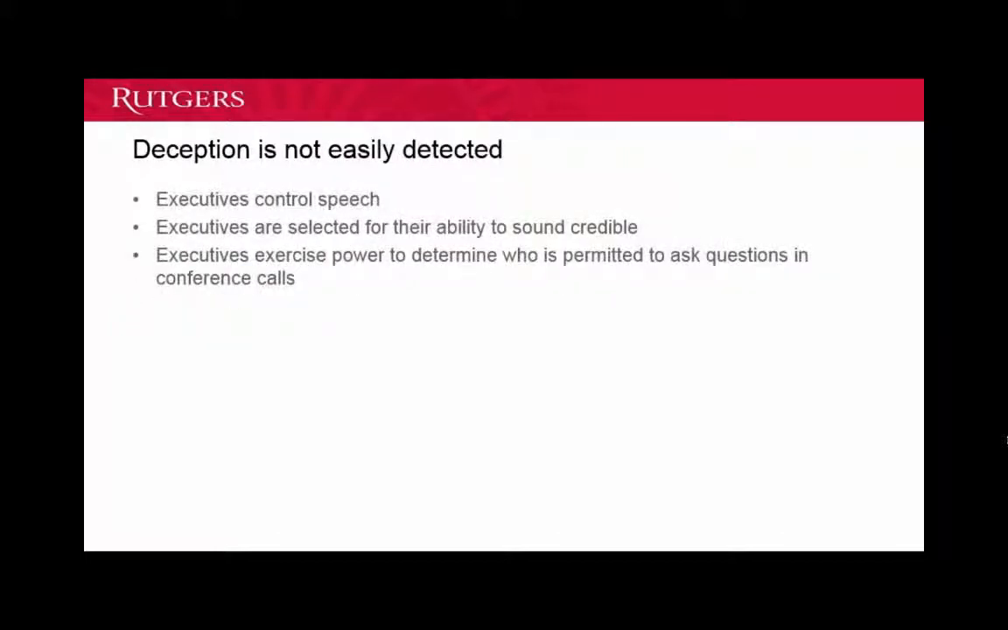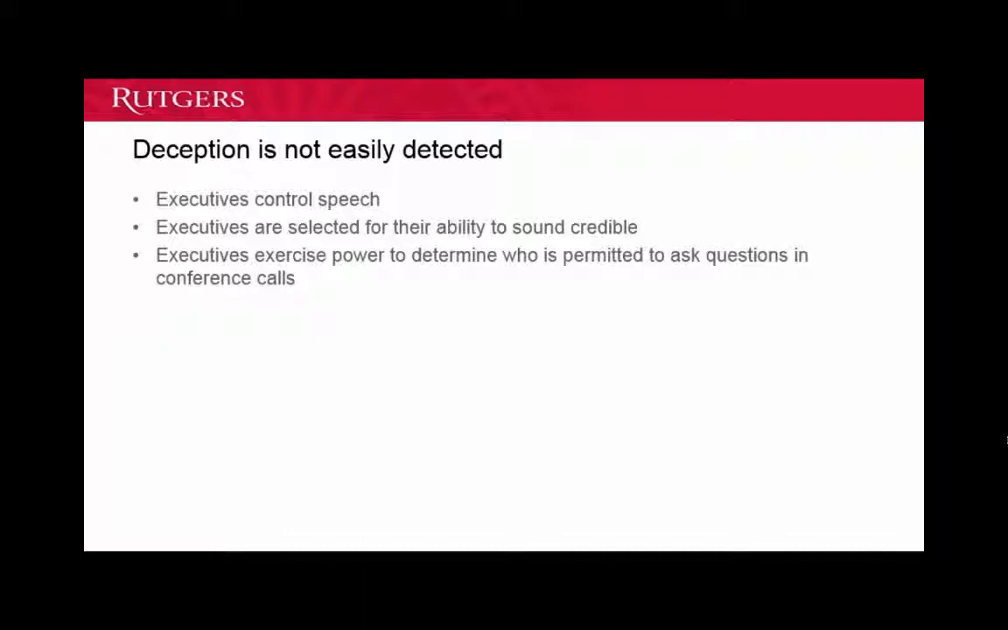Bloomfield argues that deception is not easily detected, even though I didn't really like this part of the paper, because executives try to control their speech, and that's one of the deception perspectives that we talked about, how deceivers try to control their speech, and you can still detect it. Well, he says executives are selected for their ability to sound credible. Okay, maybe, is that true? You sound credible, you're the CEO.